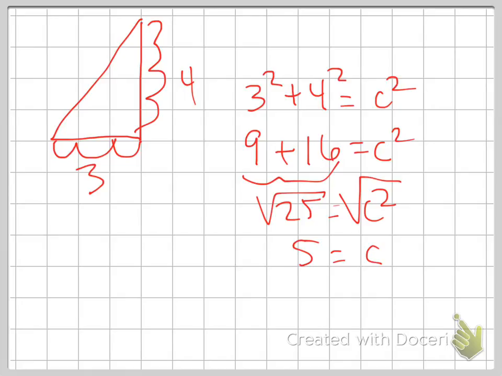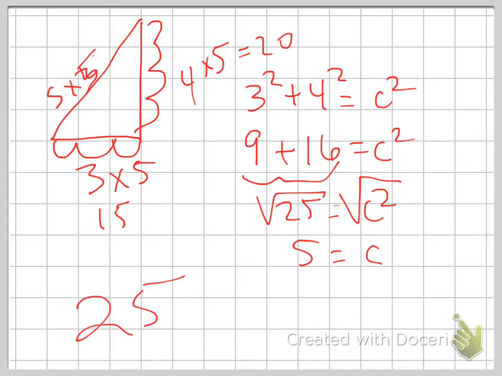Now again, we have to remember our scale is 5, which means that we have to multiply each side by 5. So the actual length of this side is 3 times 5, 15. The actual length of the vertical side is 4 times 5, which is 20. And the actual length of my c is 5 times 5. So again, that would actually be 25. Either way, you get the same answer.